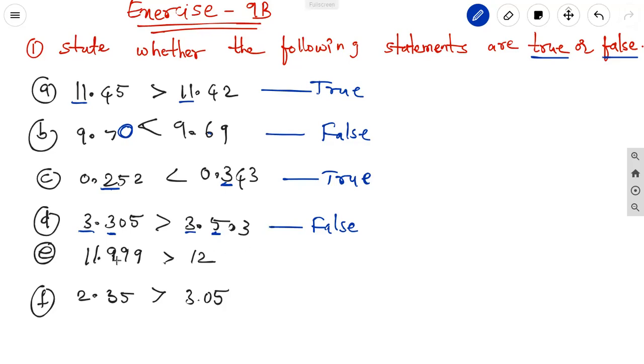Next, 11.999, make into like decimal, 12.000. First compare the whole number, 11, 12. 12 is greater, but this is wrong, false. 2.35 is greater than 3.05. It is a like decimal. Compare the whole part. 2 is less, 3 is greater, but they have given 2 is greater, so it's also false. This is the thing.